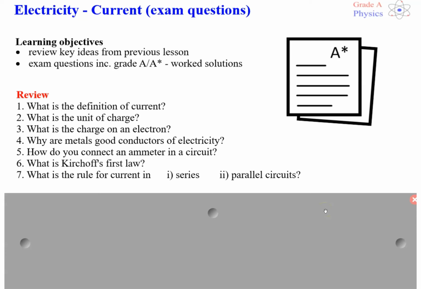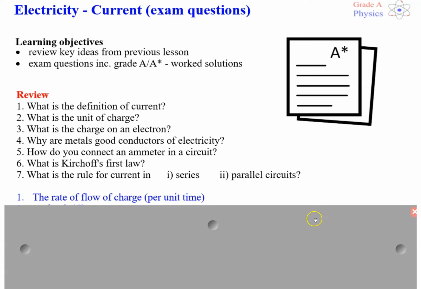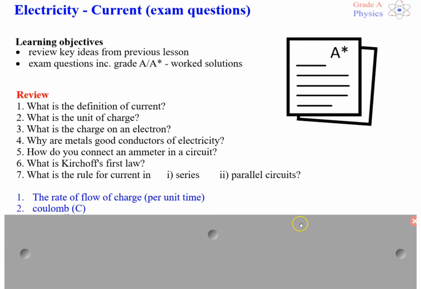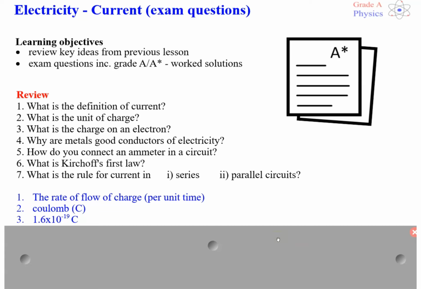So the first question, the definition of current: the rate of flow of charge per unit time. Better than saying the rate of flow of electrons, I would say the rate of flow of charge. The per unit time is optional. The units of charge should be straightforward. That's the Coulomb, capital C. The charge of one electron, you're not expected to know this, but you are expected to be able to find it in the data formula booklet and use it. So the elementary charge is 1.6 times 10 to the minus 19 coulombs.